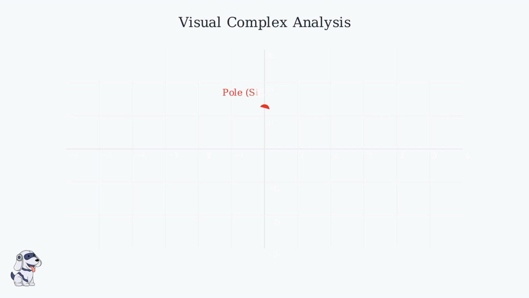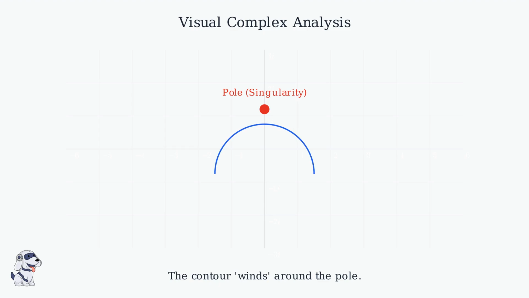Mathematics often feels like a series of abstract formulas, but in complex analysis, geometry tells a much clearer story. When we use the residue theorem, we aren't just calculating a value. We are analyzing how a path or contour winds around a singularity, which we call a pole. Notice how the path effectively encloses the point where our function becomes undefined. This winding motion is the heart of the residue theorem.